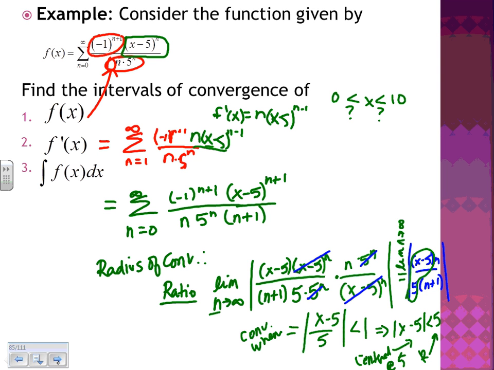When we have a snow day tomorrow, I want you to go find if those endpoints are included or not included for all 3. Write that down. That's part of your homework, in addition to your homework.